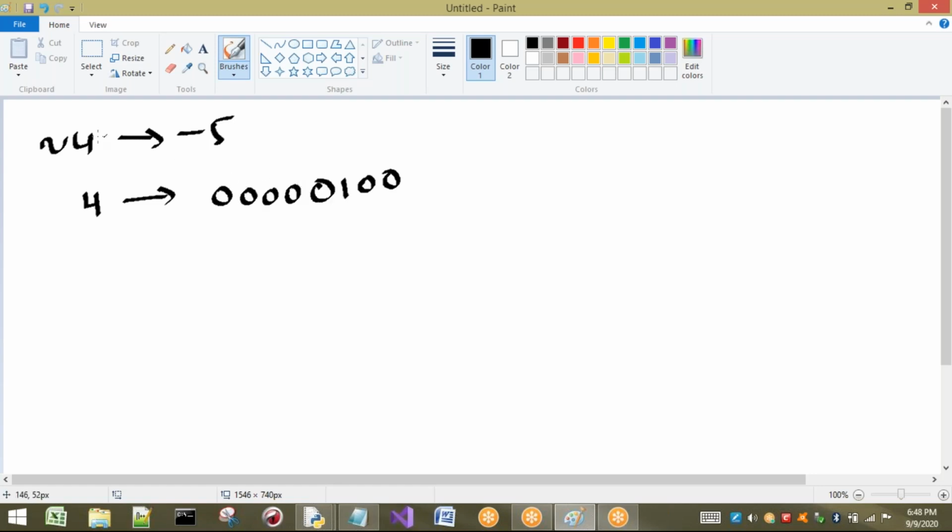Okay, so remember that here negative is coming. In any case, if you are going to consider signs, the first bit will be what we call the sign bit. 0 means the sign is positive, and negative means 1. Negative means 1, positive means 0. So here I am taking 4. 4 is a positive value.